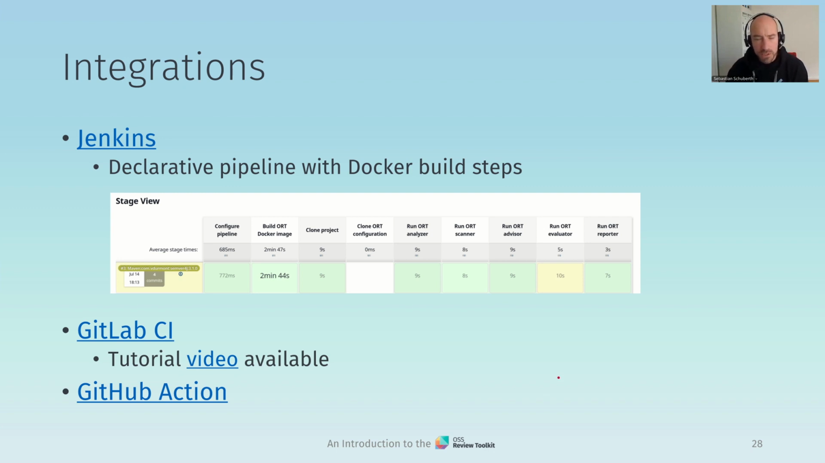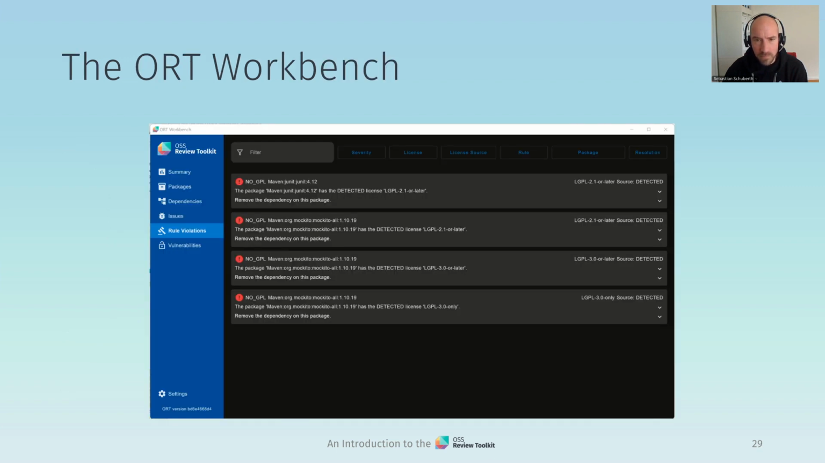When it comes to integrations and integrating ORT in your CI/CD pipeline or infrastructure in general, we have some prepared integrations. For example, for Jenkins, there is a declarative pipeline that uses Docker build steps, where you can nicely see how the pipeline is composed of the different ORT tools that are being run. We have some integration for GitLab CI, including a video that has been provided, thankfully, by GitLab themselves, and some GitHub action that you can integrate in your workflow.